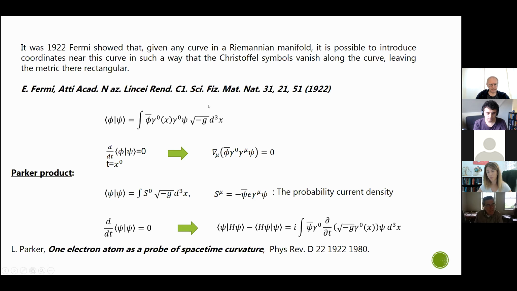And if you use this determinant of the metric tensor inside of this integral, you can define the scalar products, and it should be conserved. And according to the Parker products, which is given below, we can see this time derivative of the determinant of the metric tensor and the square and gamma 0 times psi, and you can see that transformation, and there is volume elements.